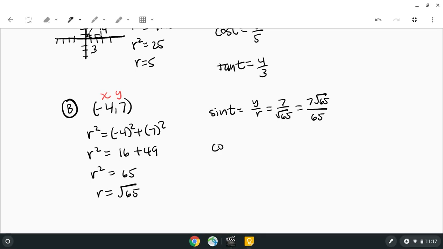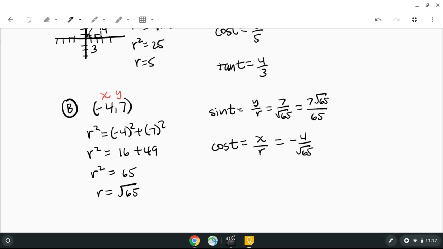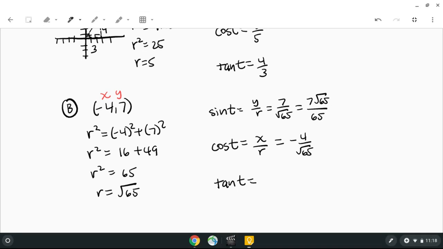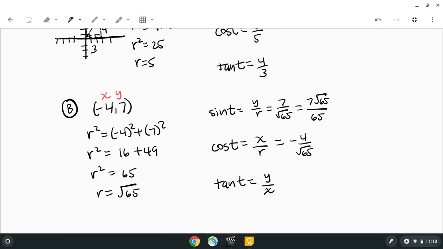All right, cosine t is going to be x over r. So our x value is -4, r value is square root 65. And again, see what WebAssign wants you to do. Okay, and then tangent is y over x. So that's going to be 7 over -4. And if it says to find the exact value, that means just leave it in radical form. Don't use decimals.